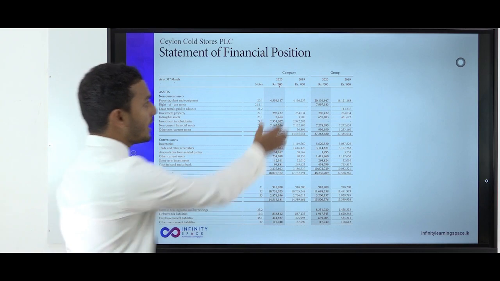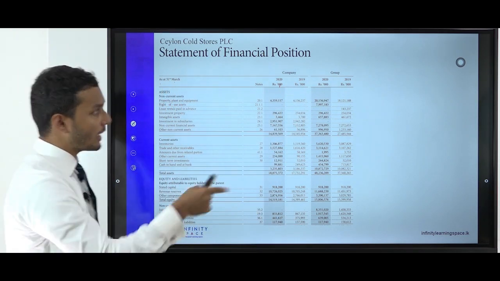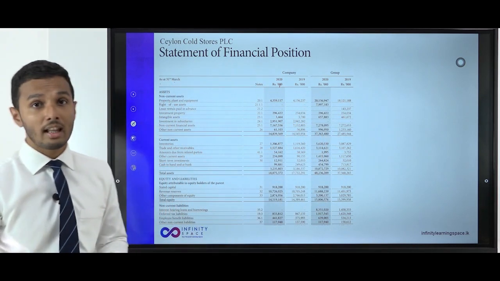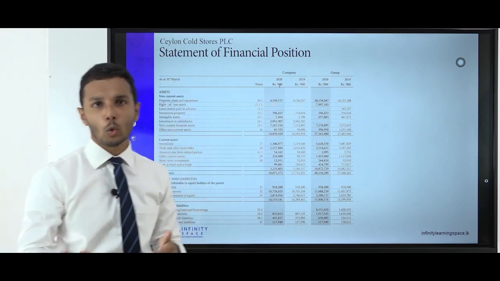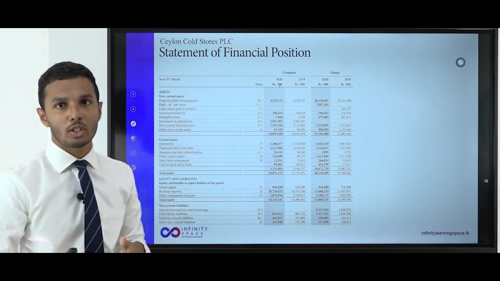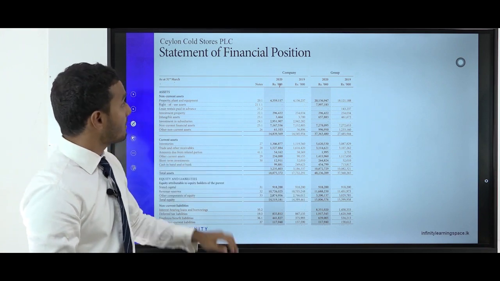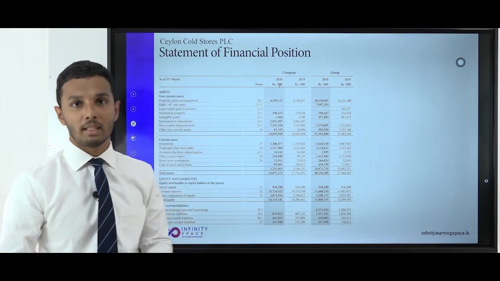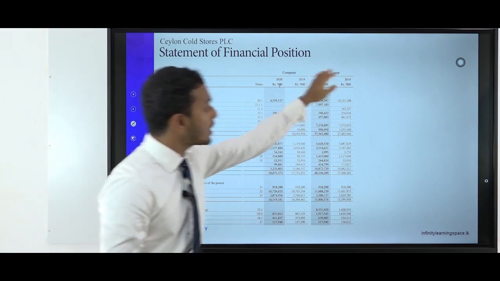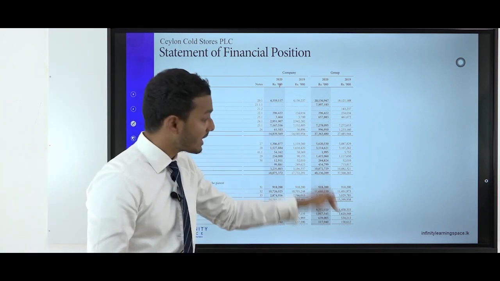Right. So then these 2 columns are under the heading company, and then to the right of that we get 2 other columns for 2020 and 2019, and that's under the topic group. So now, since this is Ceylon Cold Stores PLC, it's reasonable to assume that this balance sheet must be for Ceylon Cold Stores PLC. Then if this balance sheet is for Ceylon Cold Stores PLC, whose balance sheet is this? What do you mean by the word group? Whose balance sheet is this?